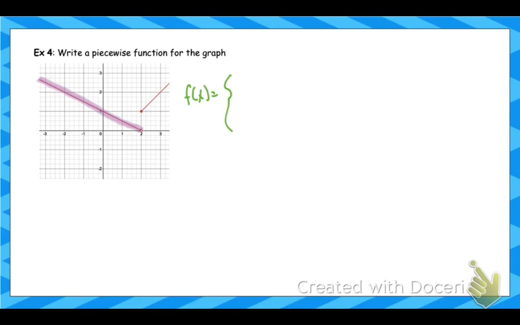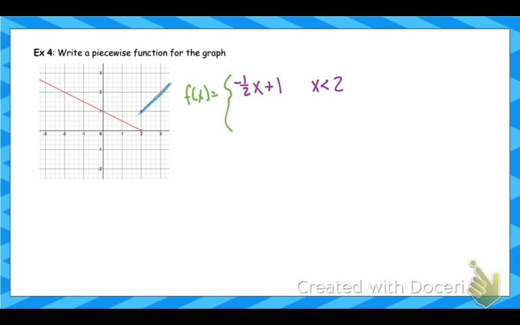Well, to write the equation of that line, I need a slope and a y-intercept. That has a slope of -1/2. It's got a y-intercept of 1. Then I write the domain. Well, the domain happens when x is less than 2. Not or equal to because there's an open circle there. Then we go to the next one.